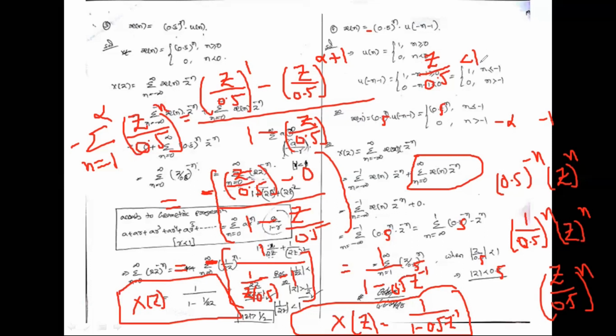What is the ROC here? Z by 0.5 is less than 1, which means z is, not greater than, less than 0.5. The ROC is less than 0.5. Inside the circle with radius 0.5, the ROC is inside. The previous case is outside. Inside means the left side in the S-plane.